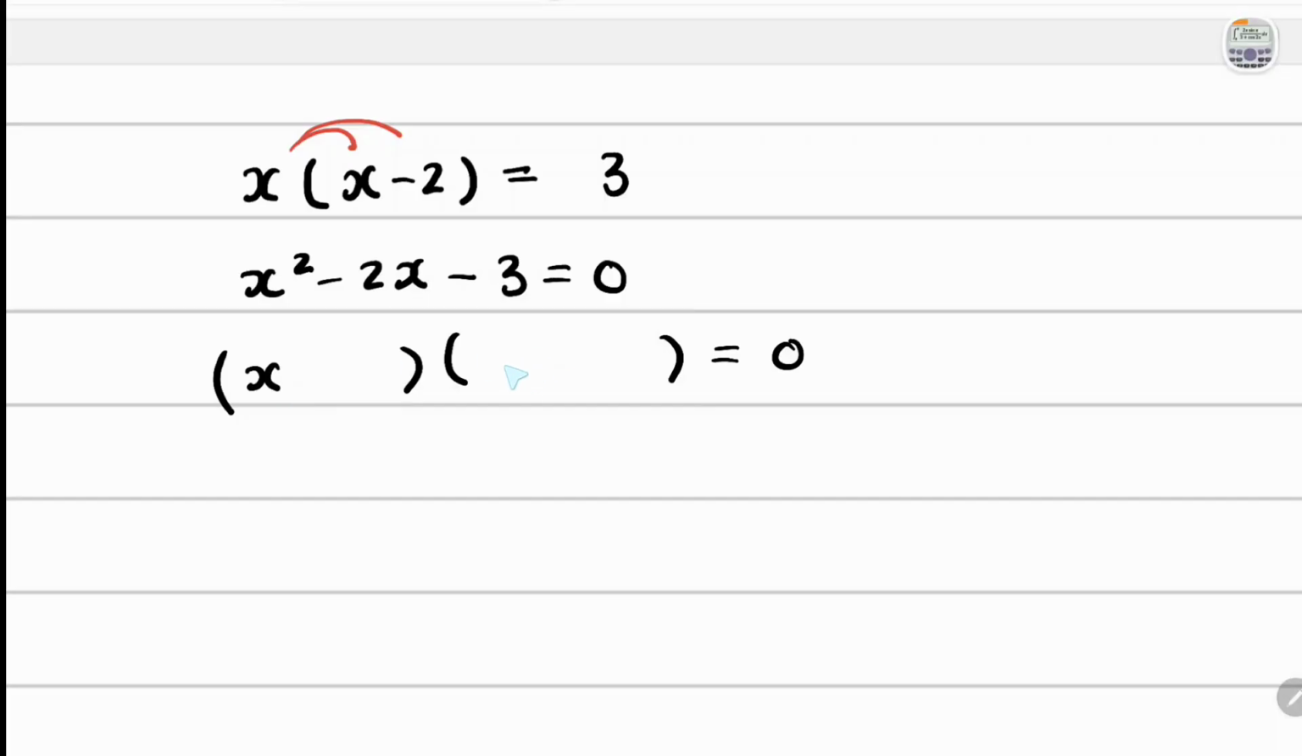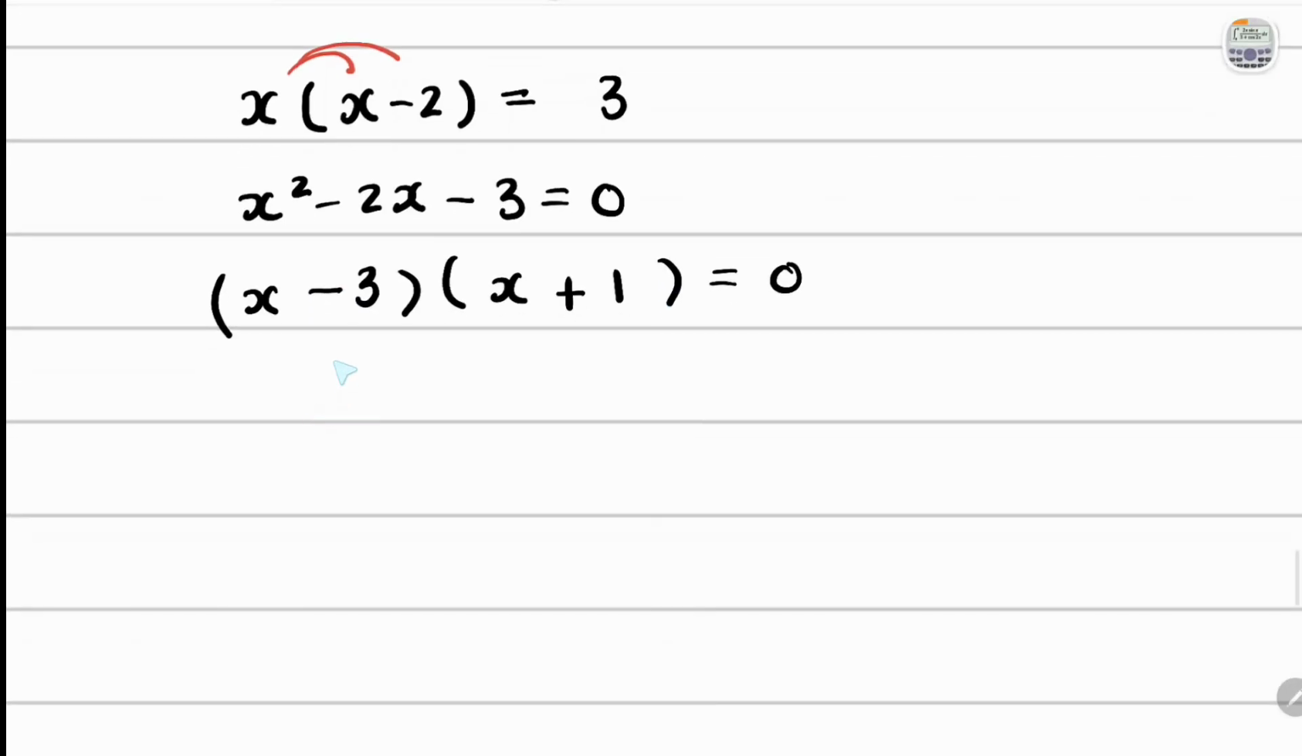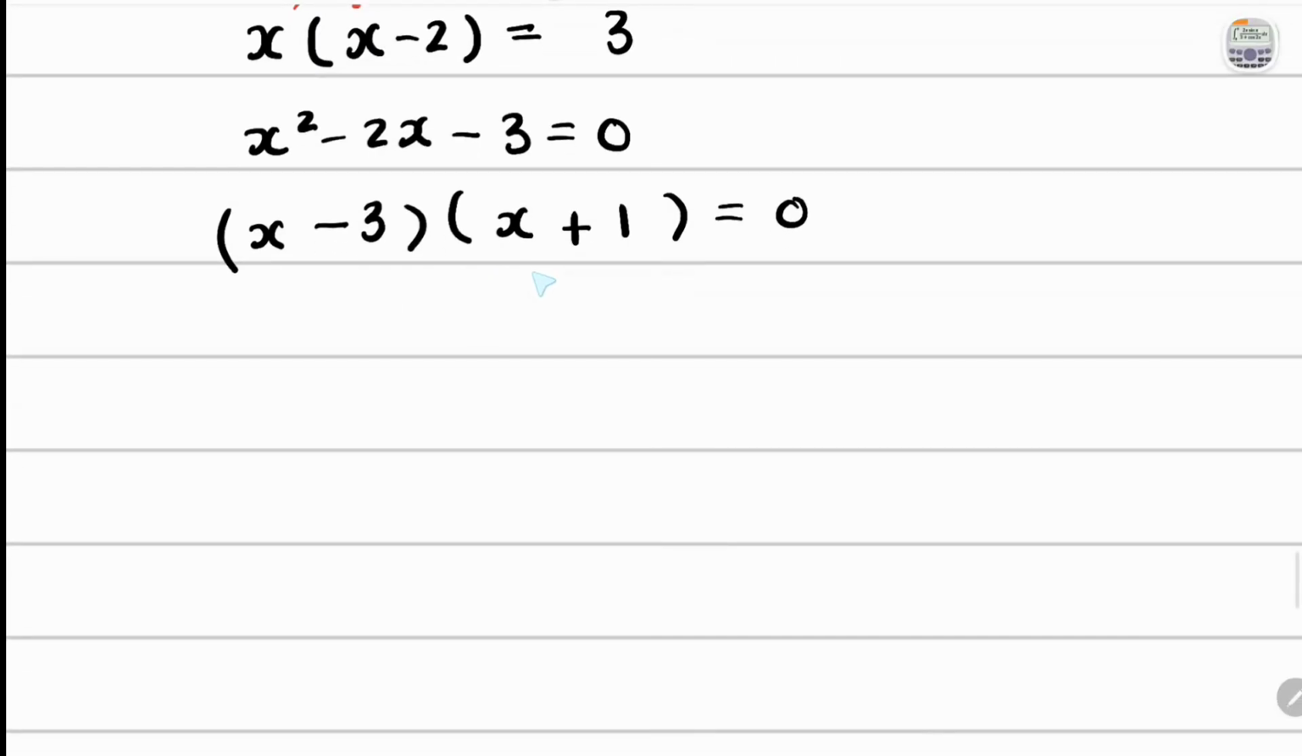Then x times x gives you x squared. What times what gives you negative 3? It's 3 and 1 that gives you 3, but this is negative. So one of them should be negative for you to get a negative 2 in the middle and for you to, of course, multiply and get negative 3. So which one should be negative? That should be the 3. And then plus 1. Because negative 3 plus 1 is negative 2. So now solve x. Something times something gives you 0. So it's either the first factor, x minus 3 is equal to 0, or the second factor is equal to 0.